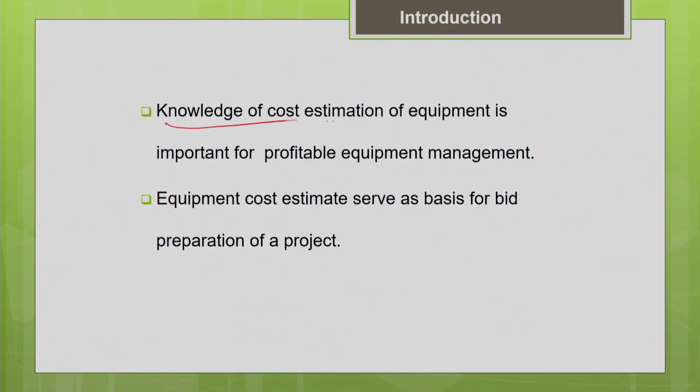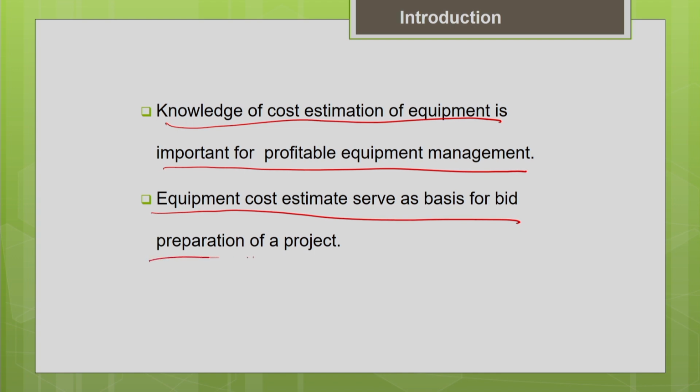Okay. So, let us see the significance of estimating the cost associated with the machine. Knowledge of cost estimation is very important for profitable equipment management, and we know that the equipment cost estimate serves as a basis for the bid preparation of a project. Generally, when we plan a bid, the unit rate that you are quoting involves a component of your equipment also.